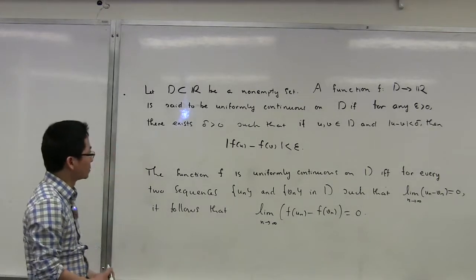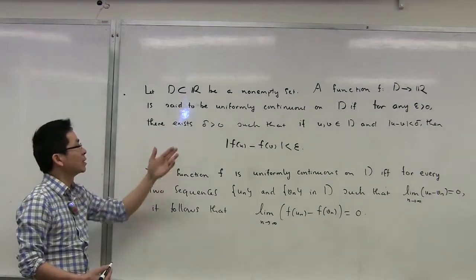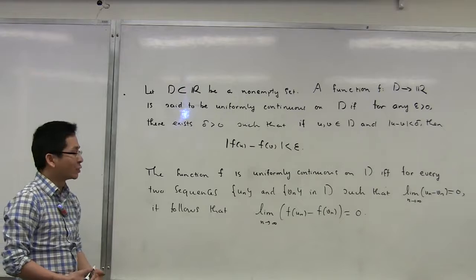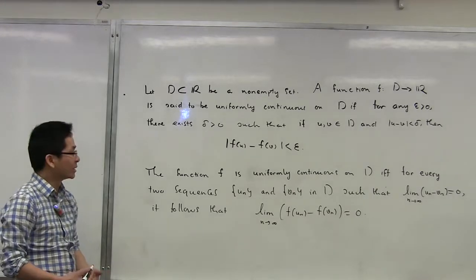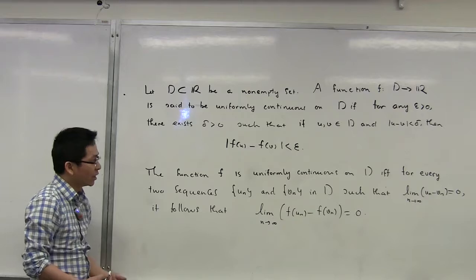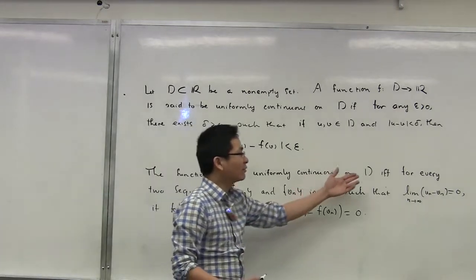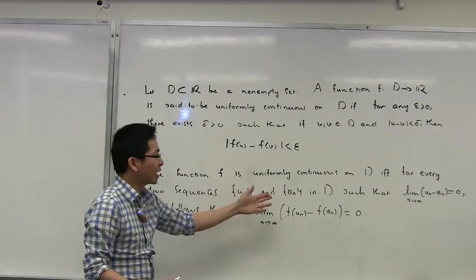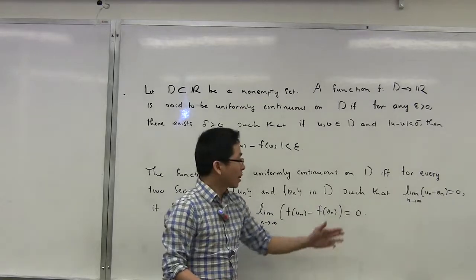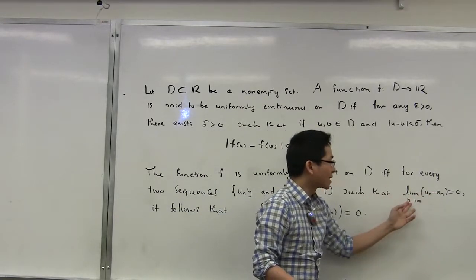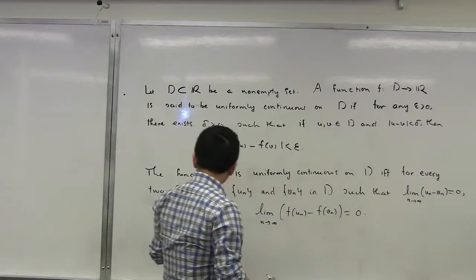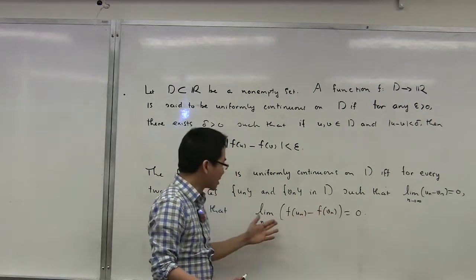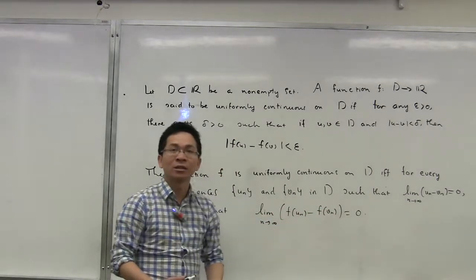is less than epsilon. Based on the definition of uniform continuity, we can prove the following property that is called the sequential criterion for uniform continuity. The function f defined above is uniformly continuous on D if and only if, whenever we take any two sequences un and vn in D such that the limit of un minus vn as n approaches infinity is 0, it follows that the limit of f of un minus f of vn as n approaches infinity is also 0.